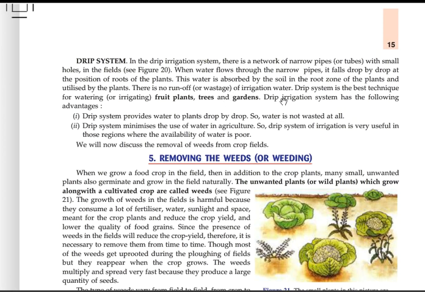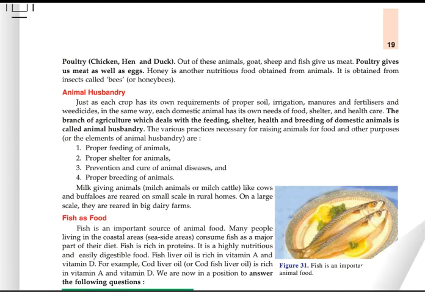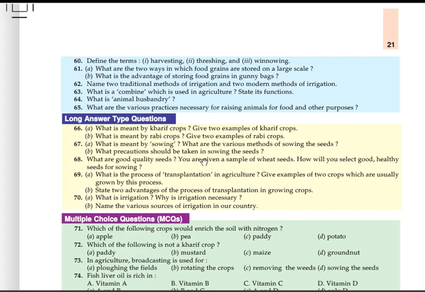In this lecture, we studied the methods of basic agricultural practices. On the basis of this topic, we will do some homework.